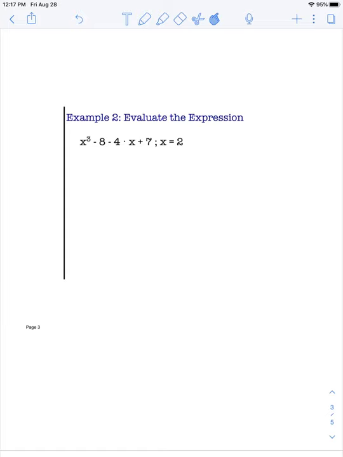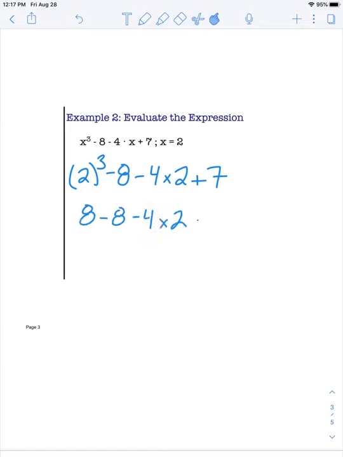So it's x cubed minus 8 minus 4 times x plus 7 if x equals 2. So we're going to substitute 2 every time we see an x. So we have 2 cubed minus 8 minus 4 times 2 plus 7. All right, that first term is a power. 3 is the exponent, 2 is the base, so 2 gets multiplied 3 times. 2 times 2 times 2 is 8. So I have 8 minus 4 times 2 plus 7.